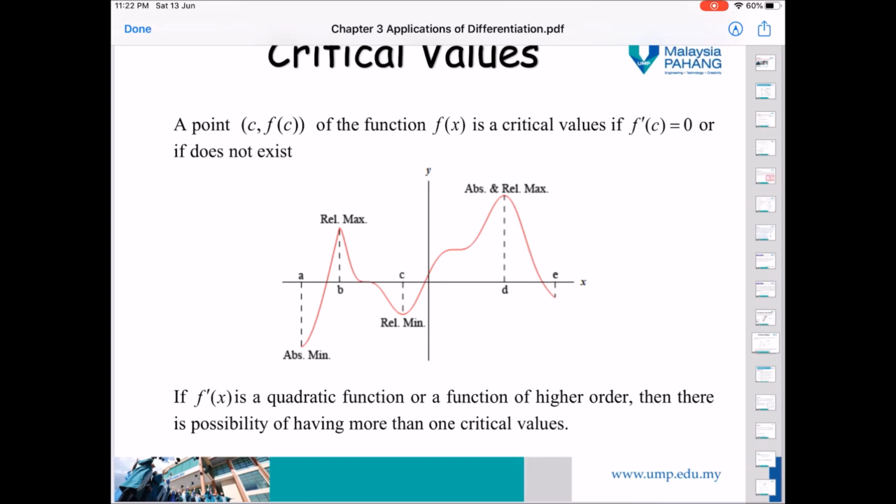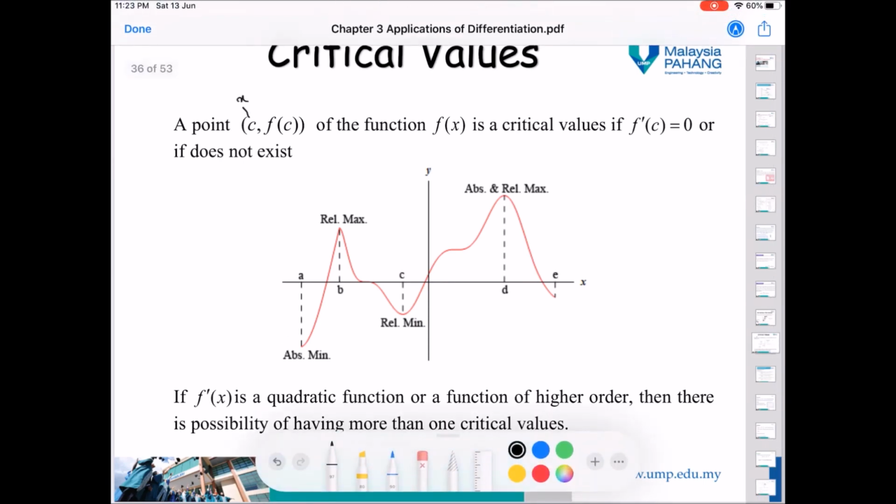Okay, then critical values. Before we determine whether there's a maximum or minimum value, we have to find the critical value first. A point (c, f(c)), where c is the value of x and f(c) is the value of y, of the function f(x) is a critical value if f'(c) equals 0 or if f'(c) does not exist.